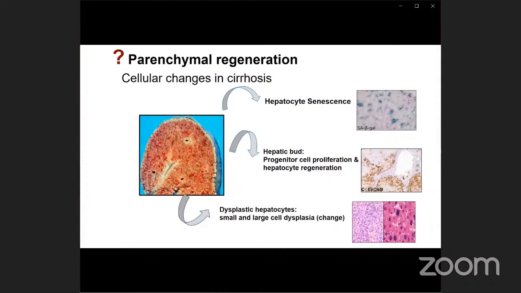How about the parenchymal regeneration related to liver fibrosis? This is liver cirrhosis, and when you have a microscopic examination, you can see three kinds of cellular change of hepatocytes. Most hepatocytes show senescent change, and there is dysplastic change of hepatocytes, including small and large liver cell change. And the small liver cell change is a precancerous lesion. And there is also a hepatic bud, representing progenitor cell proliferation and hepatocyte regeneration.